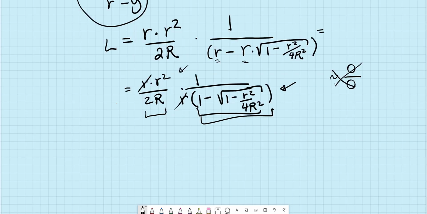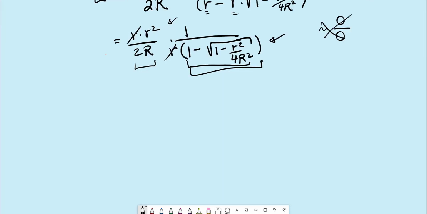But in a previous video, we did look at something similar. And we used the fact that when we have a minus b times a plus b, we get a squared minus b squared. So here we have 1 minus the square root of something. If we want to get rid of this square root, we can multiply the denominator by 1 plus the square root. Of course, we cannot just multiply the denominator. We will have to multiply also the numerator.